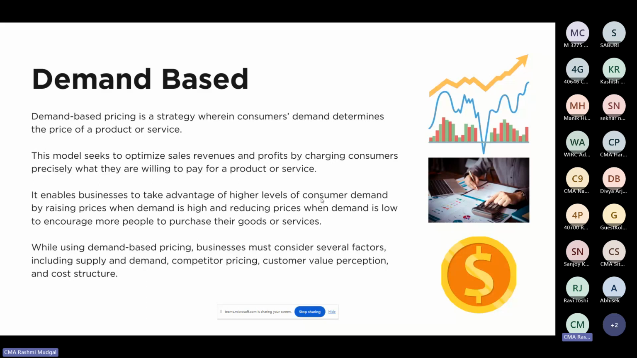So we can take the example of a flight now. If there is much demand at the time of holidays, festivals, Saturday, Sunday, the prices of flights will increase. Even during the day, early morning flights are cheaper, and after 11 o'clock flights are a little expensive. So they actually go for demand-based pricing.